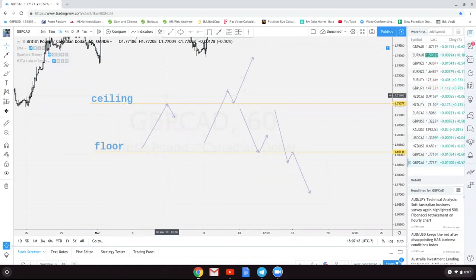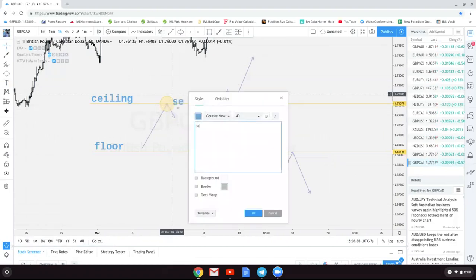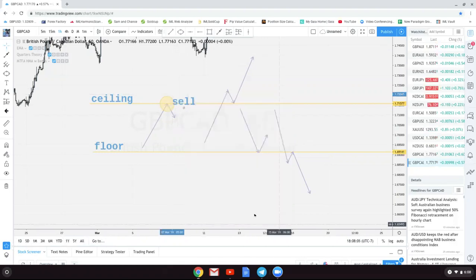So in this case, this is an entry point right here. Why is this an entry point? Because price is going where? It's going down. So what would we do here? We would sell. Make sense? We would sell when price is going down.